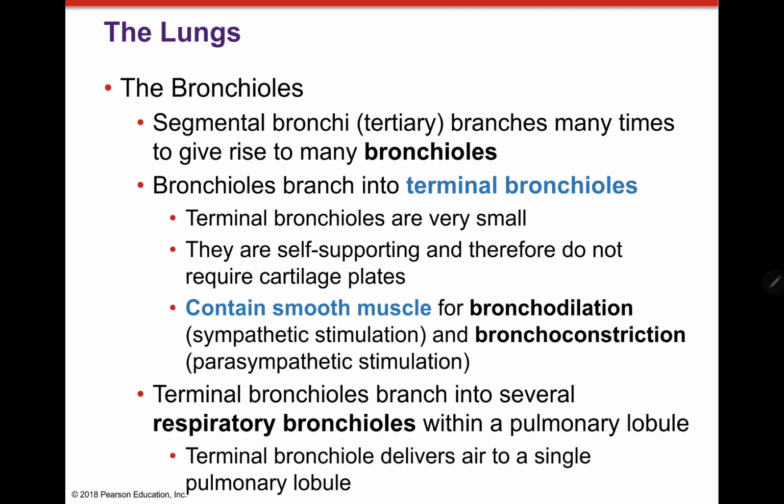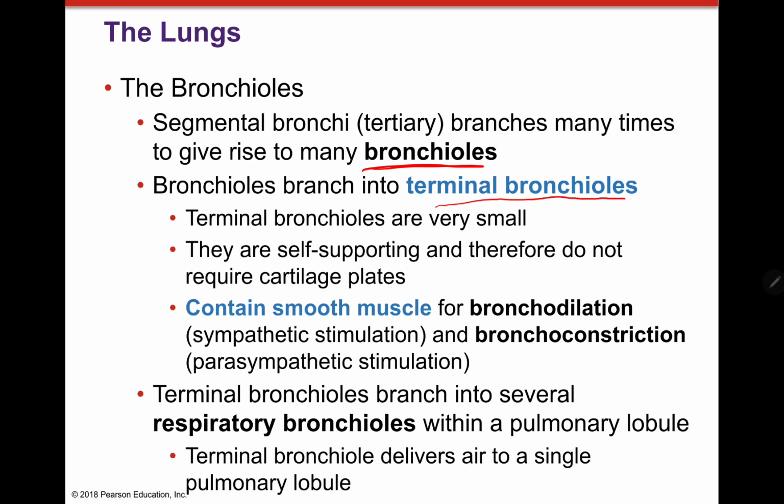And so the bronchioles, right? Primary bronchus will branch off to the secondary bronchus. Secondary bronchus will branch off to the segmental bronchus. Segmental bronchus will then branch off into many bronchioles. Okay? And it's the bronchioles that branch into the terminal bronchioles.